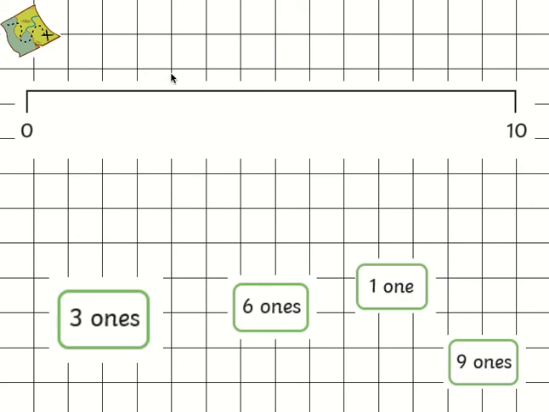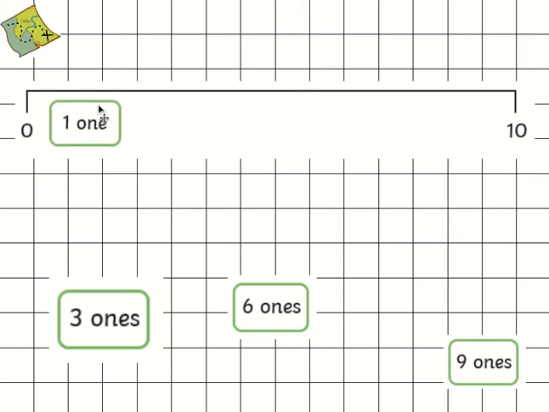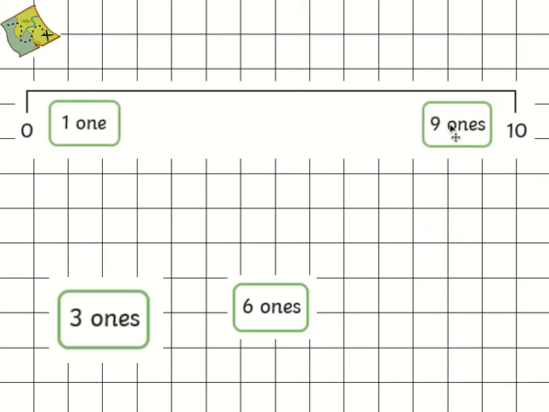Now, this is where it can get a little bit more difficult when there aren't the lines, but we know in our heads where 1 is going to be on this number line. We know that 1 is going to be closer to 0, and we know that 9 is going to be closer to 10. Now all we've got to figure out is where 6 and 3 are going to go.